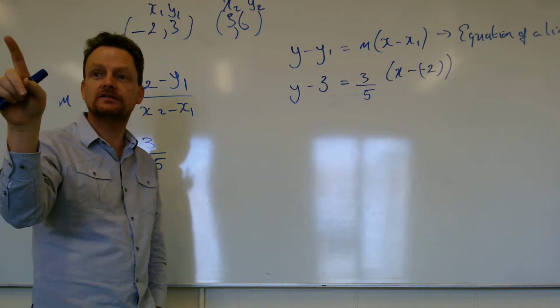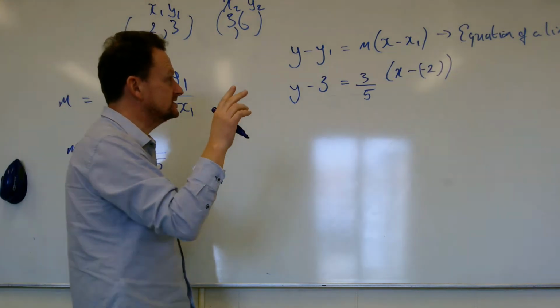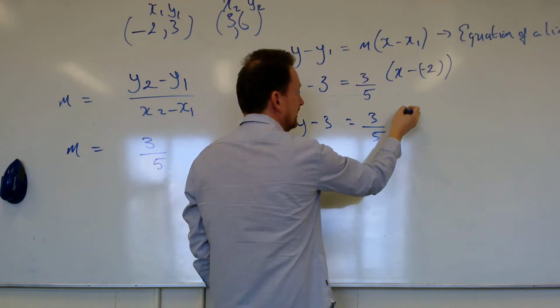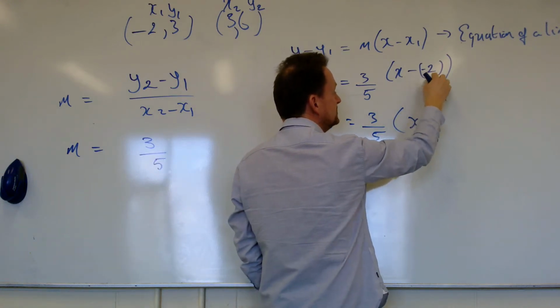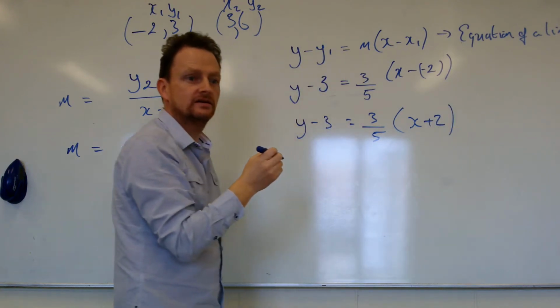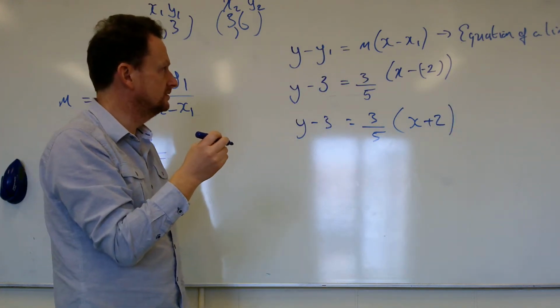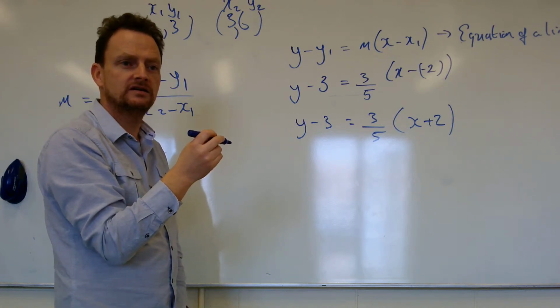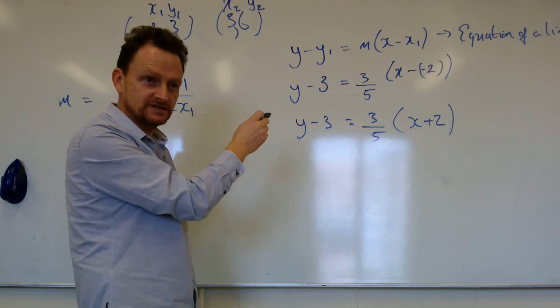So what do I do next? I'm going to rewrite the line and help myself here. x minus -2 is going to give me +2. Can you pay attention to the board? This is where all the work is happening.